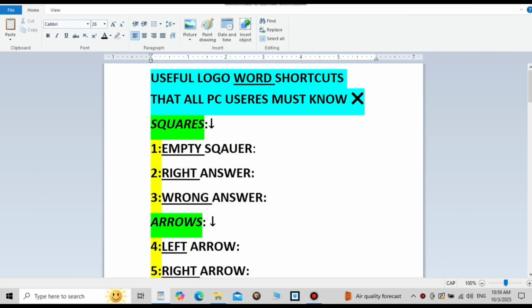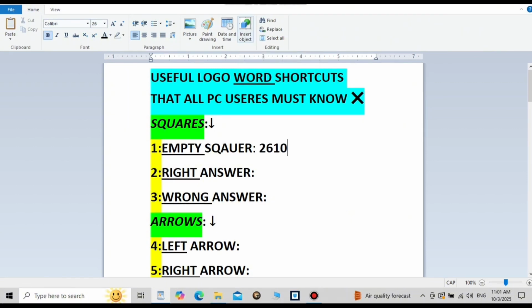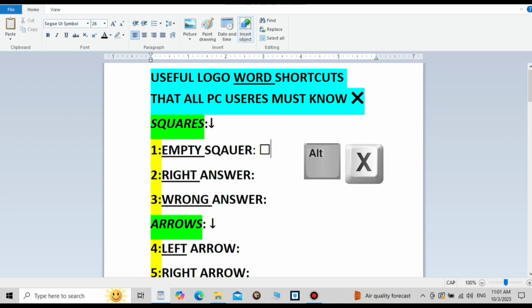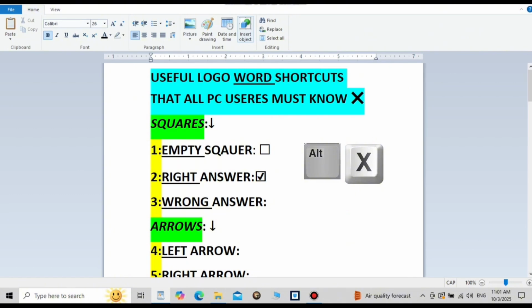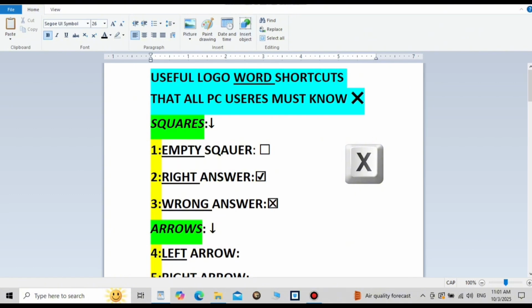I will show you 40 hidden symbols in Microsoft Word that you should know as a pro PC user. Let's go. Type 2610 plus Alt and X for empty square. Type 2611 plus Alt and X for right answer. And 2612 plus Alt and X for wrong answer.